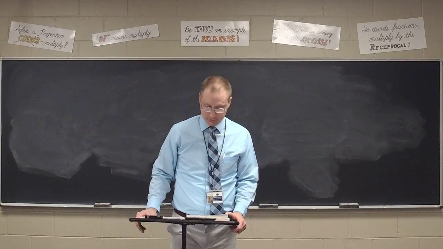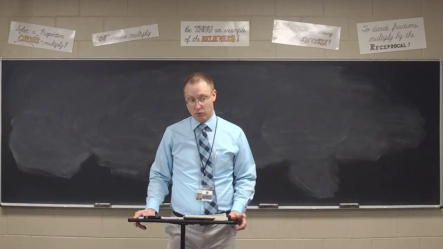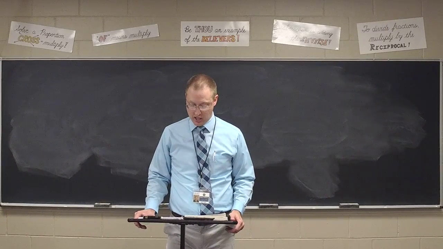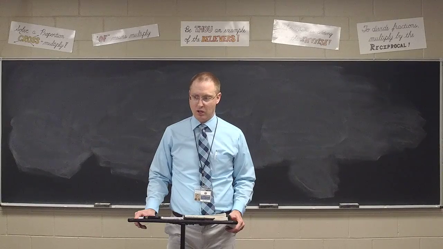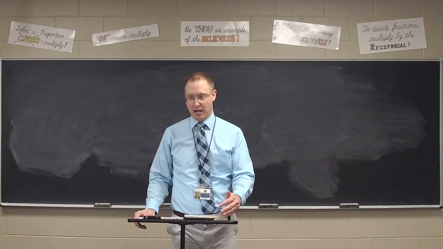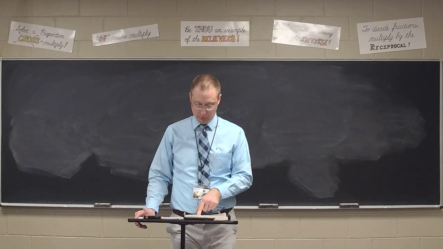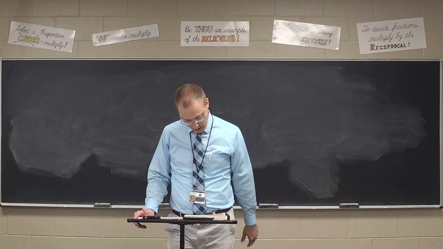Number 12. What type of angle? Right angle. And opposite compares to adjacent how? They're equal. Wait a second, though. The opposite of a right angle is called the hypotenuse. The hypotenuse has to be the biggest side. It can't be equal to a leg. So the verdict on number 12 is no triangle.